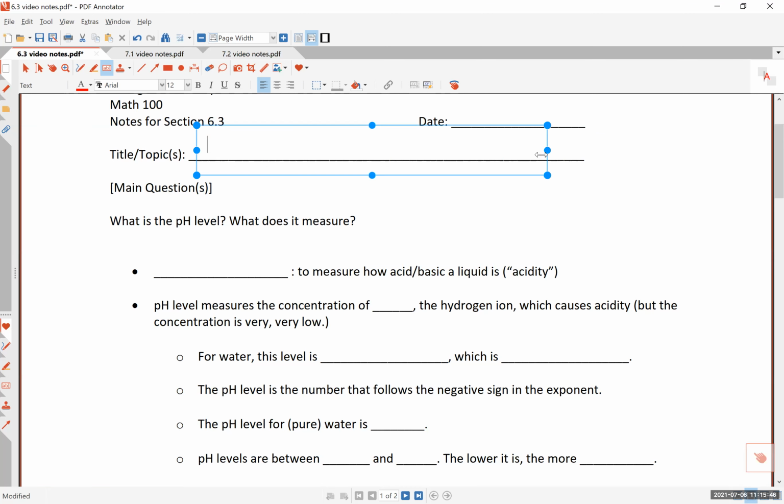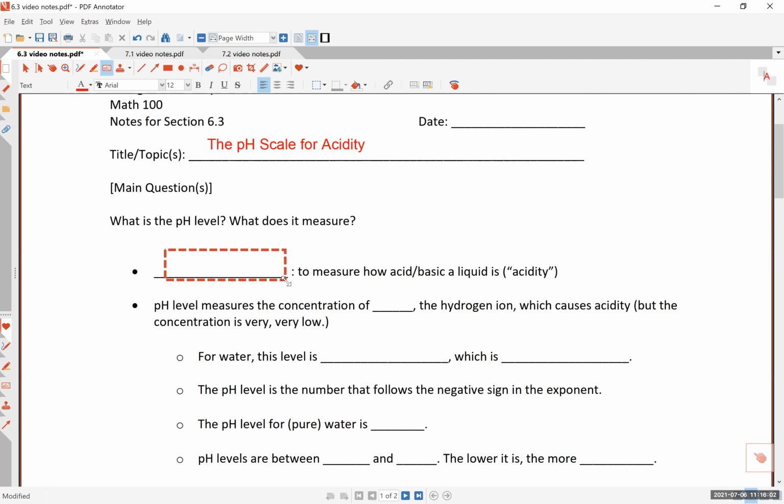So the topic of this brief section 6.3 is the pH level or pH scale to measure acidity of various fluids or liquids. Notice here, typically the p is lowercase and the H is a capital letter. It's kind of strange, but that's how they write it in chemistry, and we will not argue with that. So pH level, what in the world is a pH level? It's actually a number to measure how acidic or basic a liquid is.